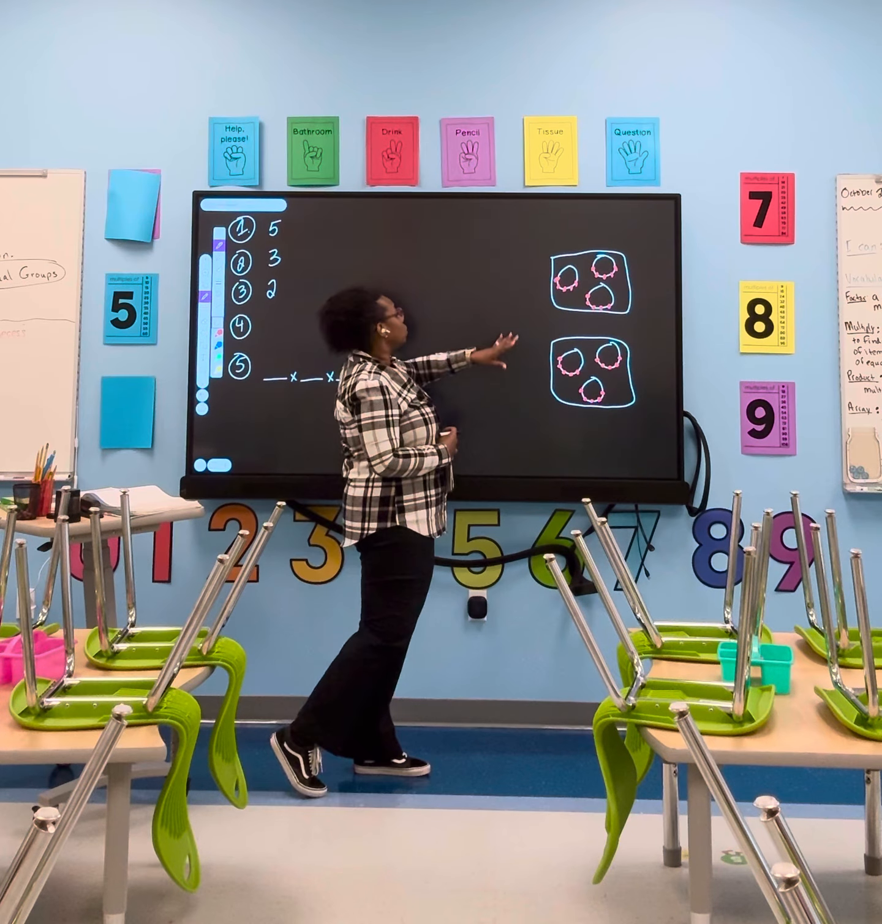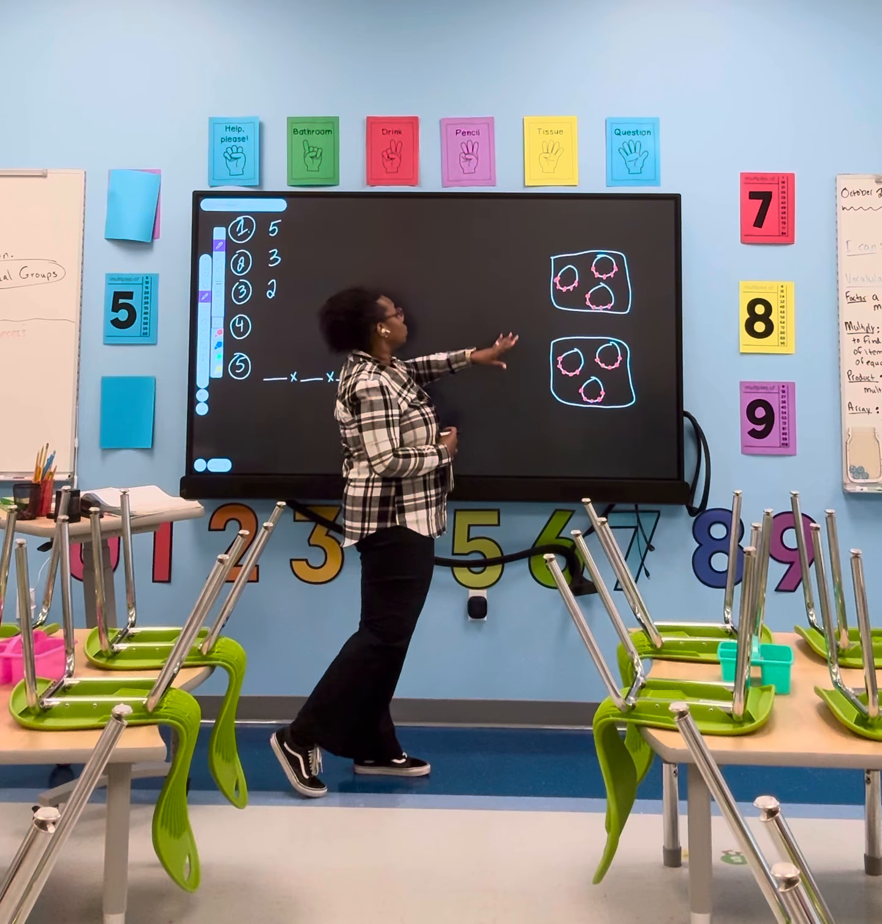So this will be 5, 10, 15, 20, 25, and 30. So we know now that Kelly used 30 beads in all. So I'm going to put the number 30.